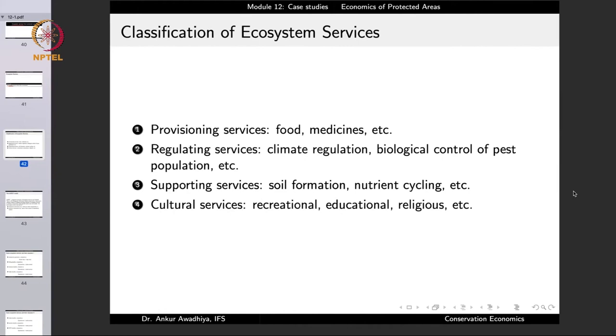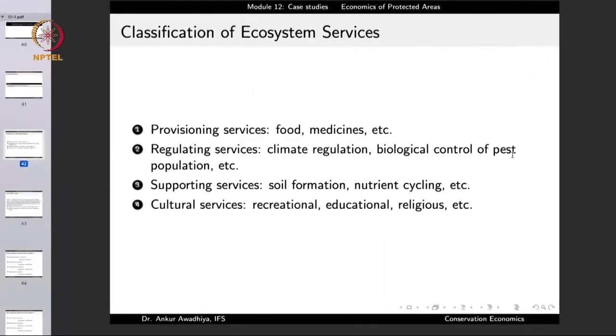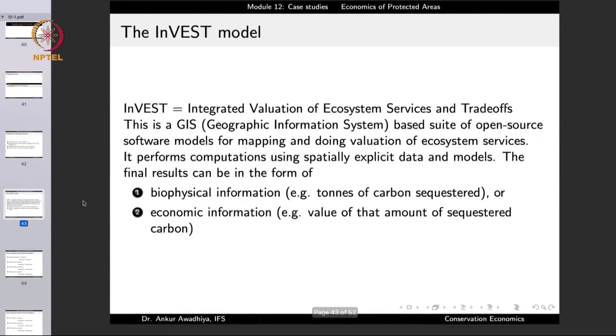Then these ecosystems also provide supporting services in the form of soil formation and nutrient cycling. They also provide several cultural services such as recreation, educational uses, religious uses. So these are different services that a well-functioning ecosystem provides to people. So we have provisioning services, regulating services, supporting services, and cultural services. And to do a valuation of these services, we can make use of economic models.